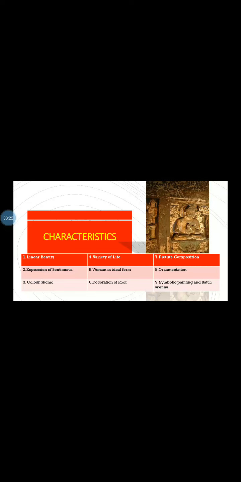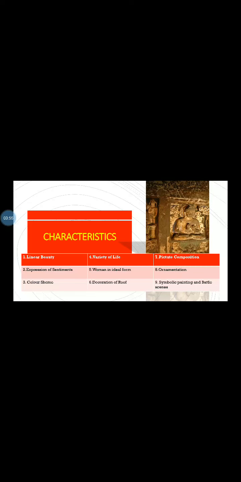Third one is the color scheme, related to the colors. Fourth one is the variety, in which the drama depicts Ajanta life from royal to ragged. Fifth one is the women in ideal form, in which the women are shown with physical charm, affection, purity, and so on. Sixth one is the decoration of the roof, in which animals, birds, lotuses, and goddesses are shown.